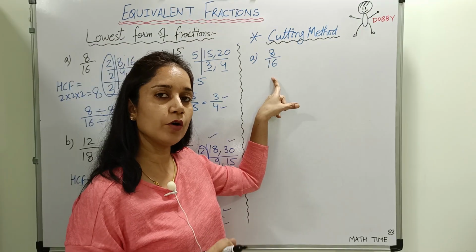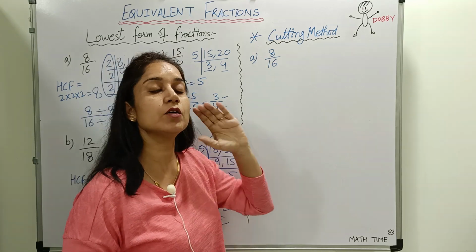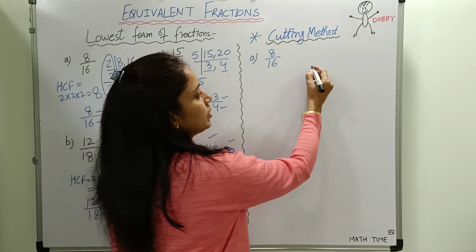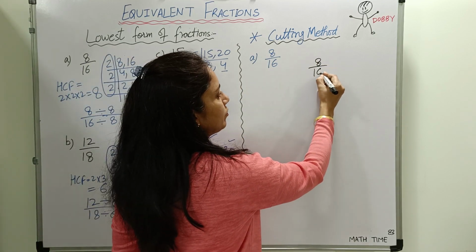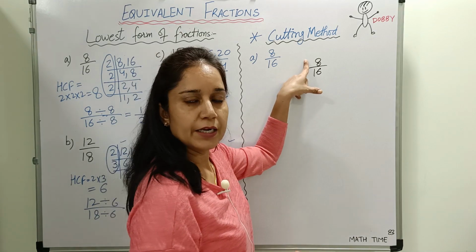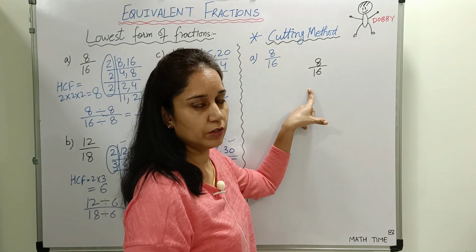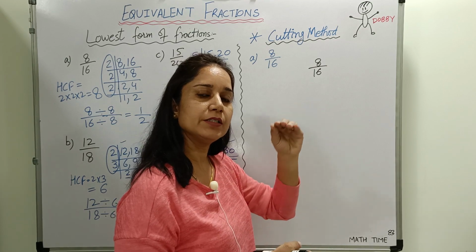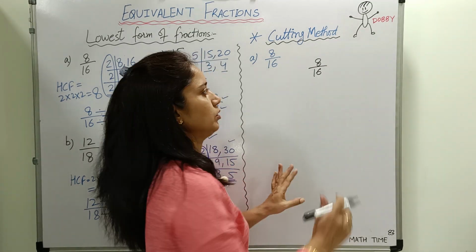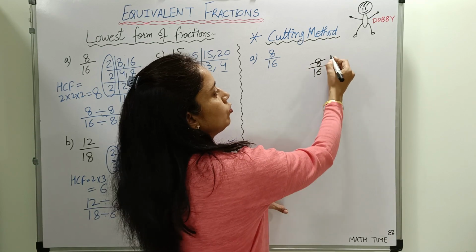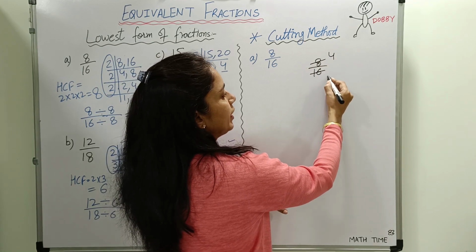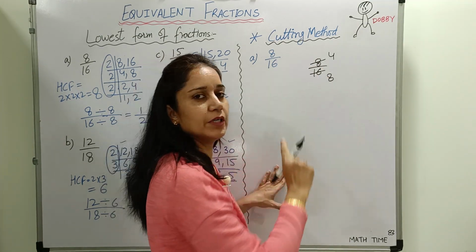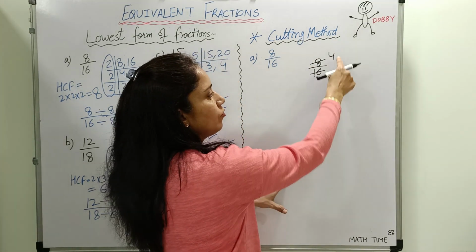So how are we going to do the cuttings? We have to think of a common table for numerator and denominator both. 8 and 16 both are even numbers. I am writing the fraction one more time. 8 is divisible by 2, 16 is also divisible by 2. Equivalent fraction means dividing numerator and denominator both by the same number. So table of 2, 2 4s are 8, 2 8s are 16. One time numerator cut, one time denominator cut. Now we got 4 upon 8.